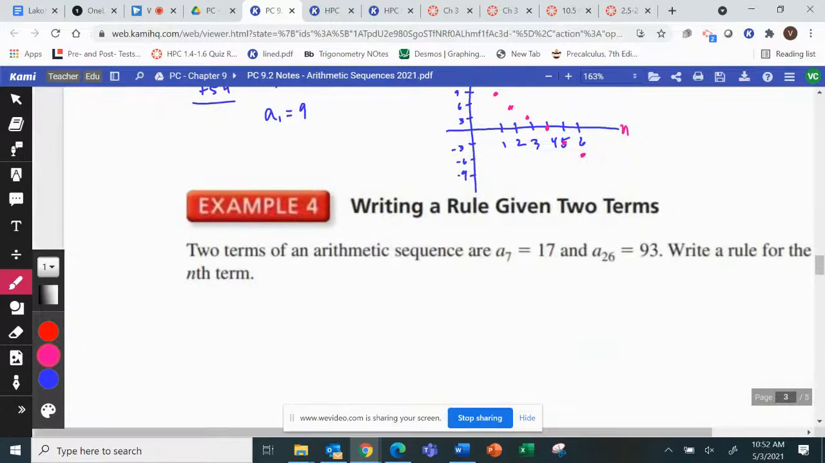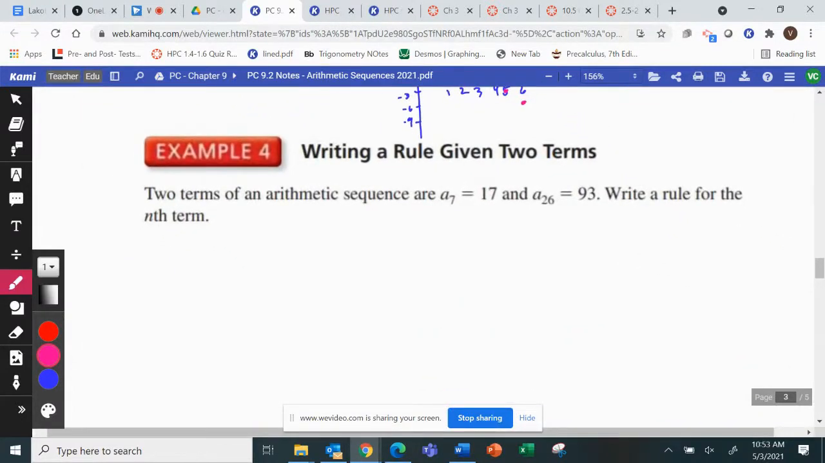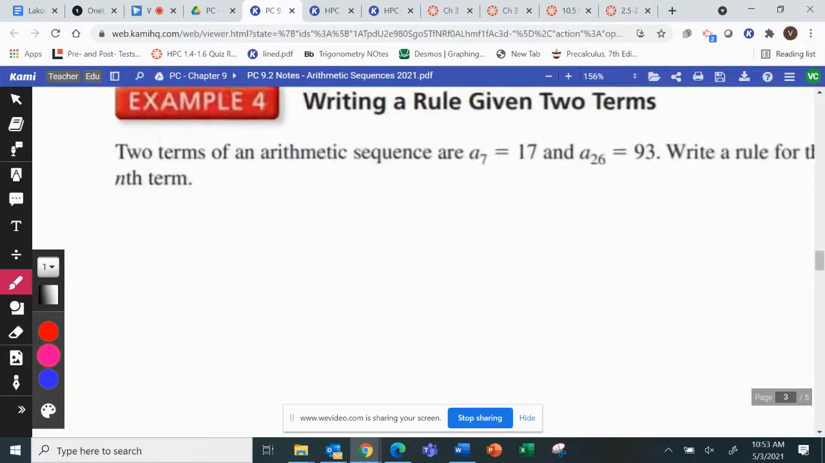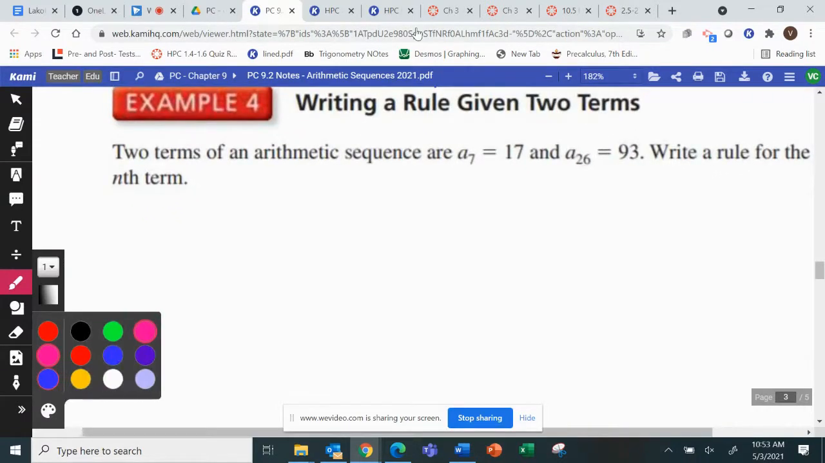Okay. Example 4 would be the most amount of work of any of these, writing a rule for 2 given terms. So I'm given a sub 7 is 17 and a sub 26 is 93. So what we're going to do, and this is what I'm going to ask you to do, even if you can do it in your head, is justify your answer with this method. So I'm going to write down what we're doing.